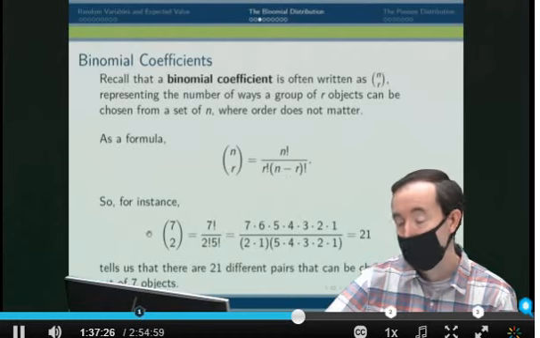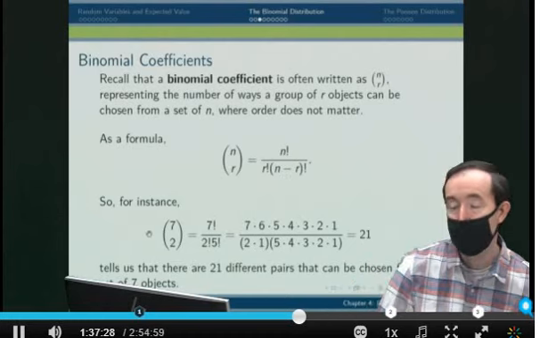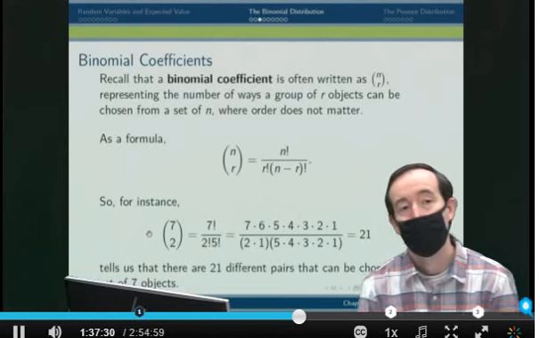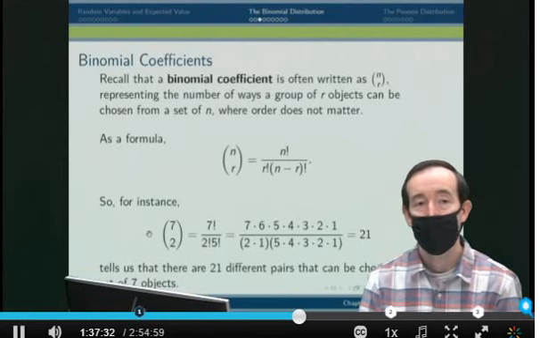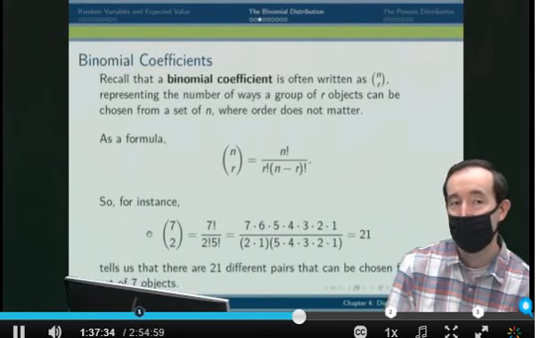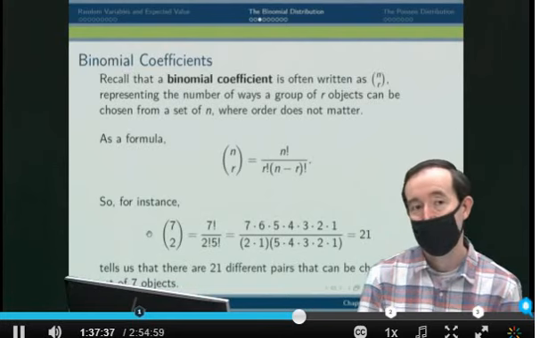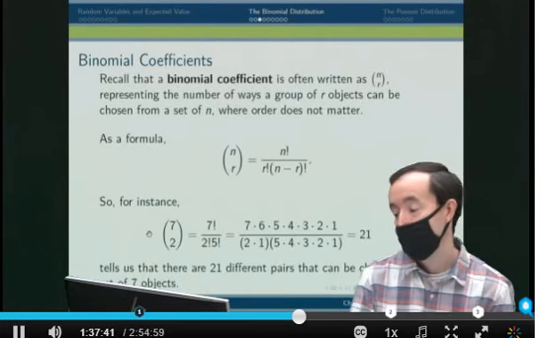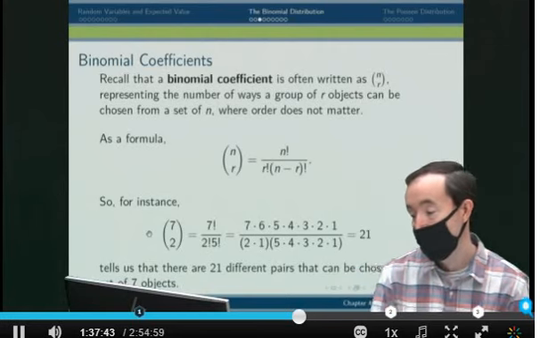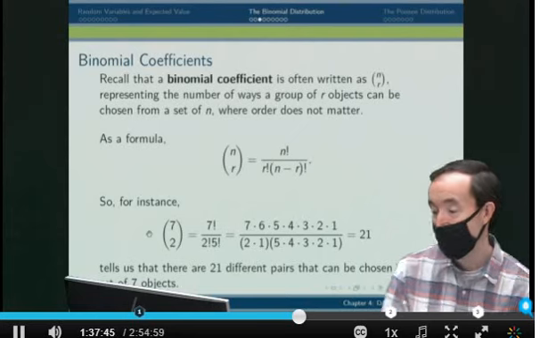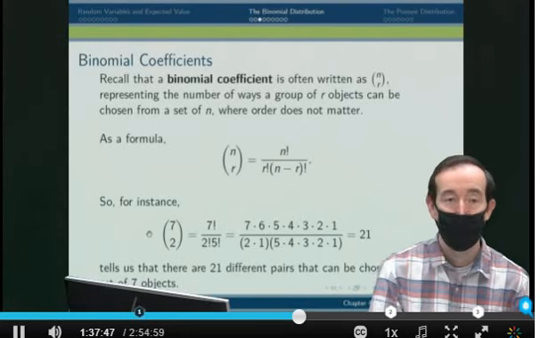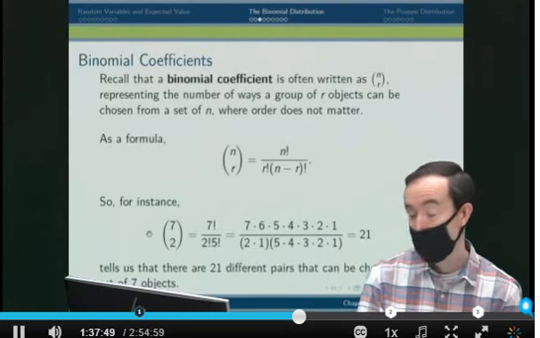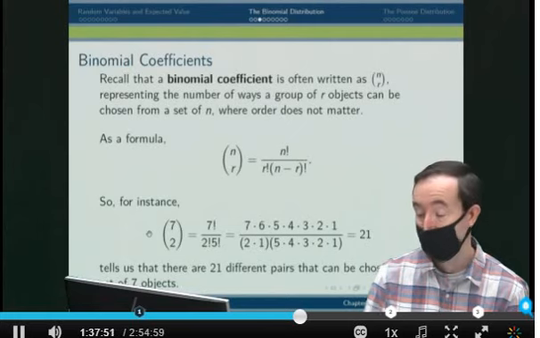So specifically, this example tells us 7 choose 2, binomial coefficient with 7 as n and 2 as r, tells us the number of ways to pick 2 items out of 7 total. So out of 7 total items, I'm picking a pair. How many distinct pairs could I choose? And it turns out there's 21 of them calculated in this way.